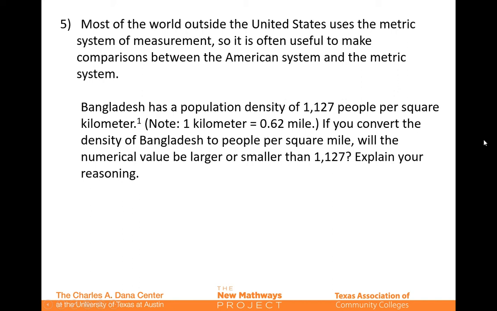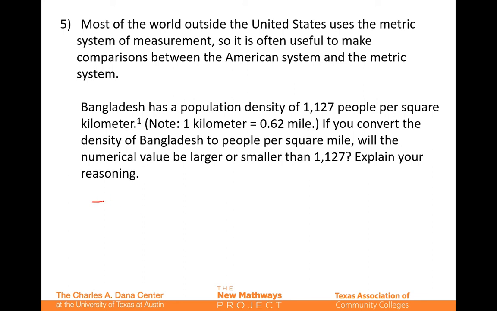Most of the world outside the United States uses the metric system of measurement, so it's often useful to make comparisons between the American system and the metric system. Bangladesh has a population density of 1,127 people per square kilometer. Note, 1 kilometer is 0.62 miles. If you converted the density of Bangladesh to people per square mile, will the numerical value be larger or smaller than 1127? Well, let's look at it like this.